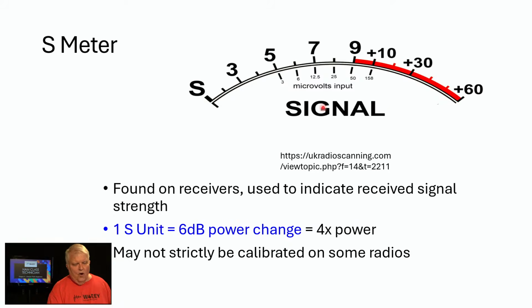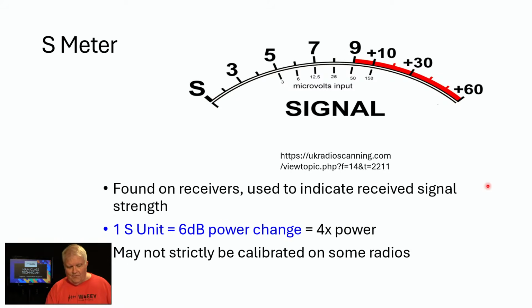And so one S unit from S5 to S6, for example, is a 6 dB power change, or that's 4 times power change. So if the guy at the far end is running 100 watts and he's S5, in order to get up to S6, he's going to have to be running 400 watts. It takes a lot of power to get up even just one S unit.